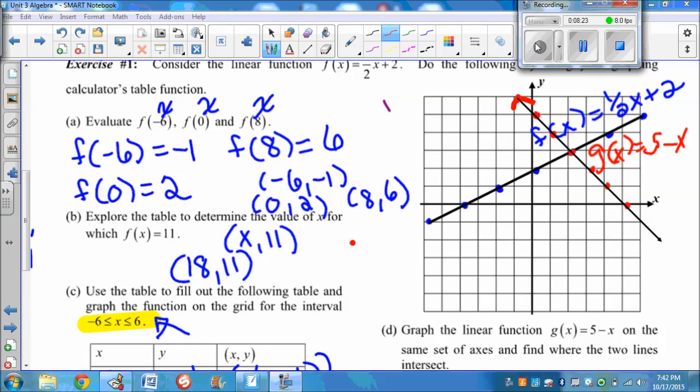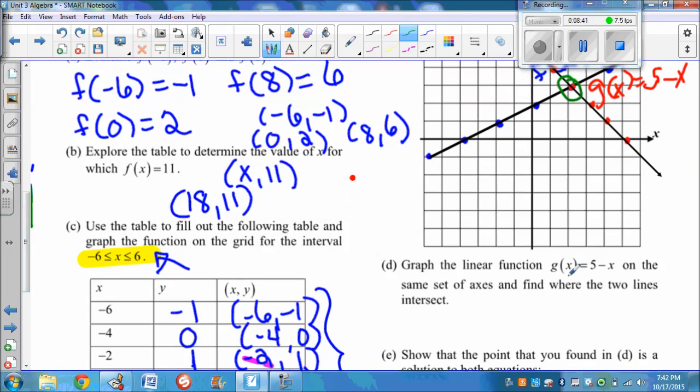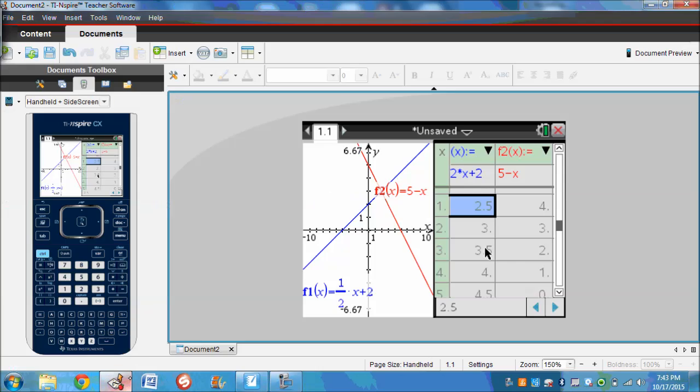Okay, so you should have both of those functions graphed on that same set of axes, and they're asking us to see where those two lines intersect. So I see that point of intersection right there from my graph, and I know that it is (2, 3). Looking at the graph that we generated ourselves, I can see that point of intersection. Well, let's look at it on our calculator and see what the calculator can do for us.